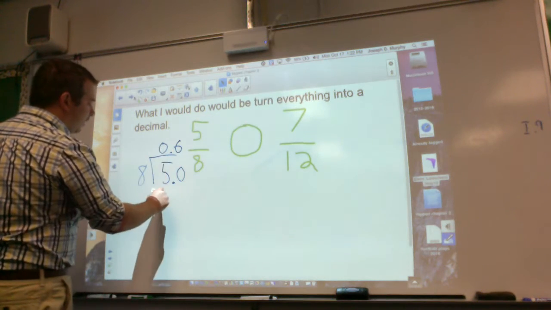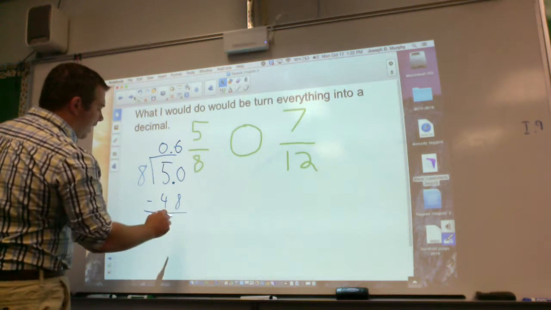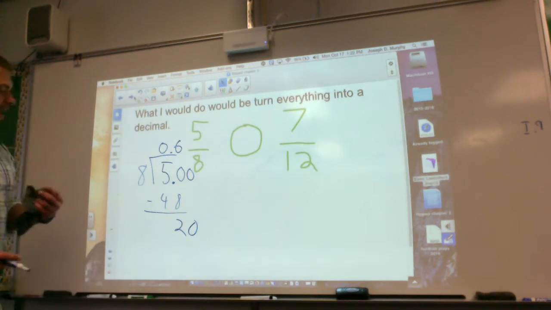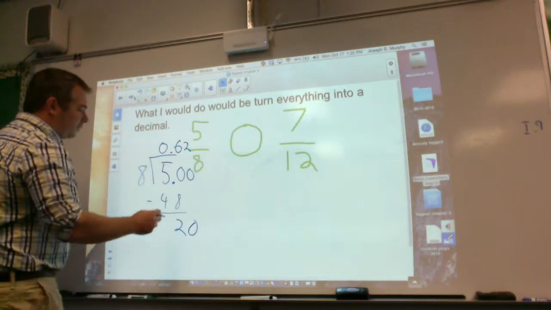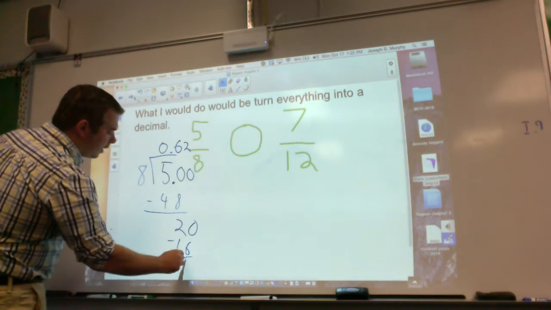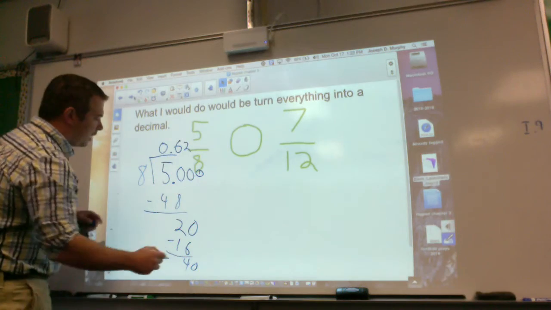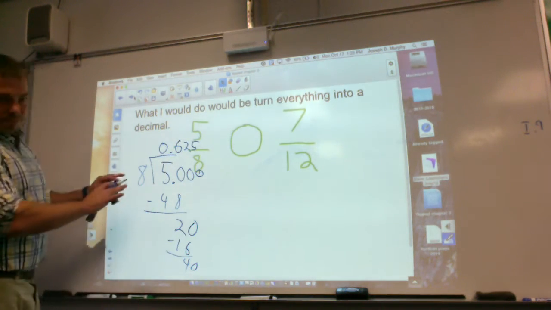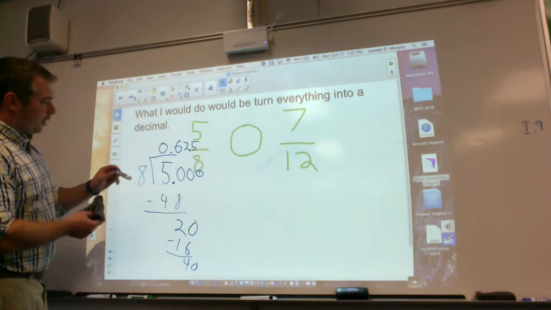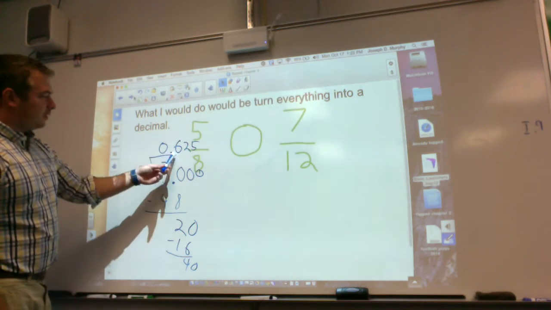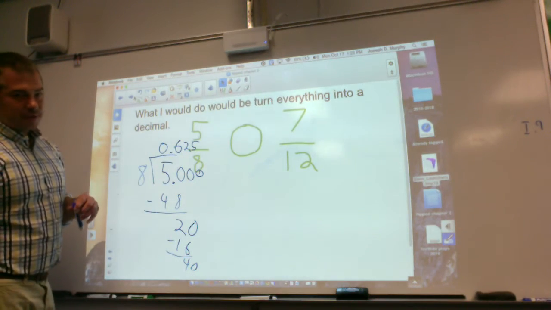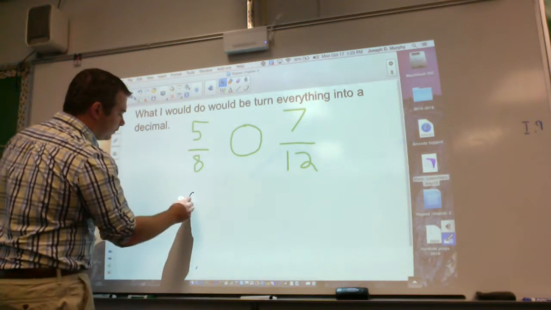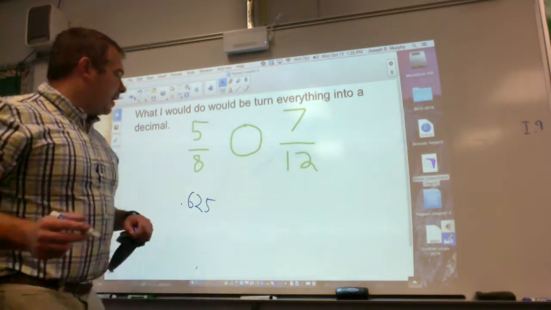Got to bring my decimal up and subtract, and I get a 2. Annex another 0, bring it down. 8, 16, 2 times. And then I get a 4, annex 1 more 0, bring it down. 8 goes into 40 5 times. So I'm going to erase all this work up here. You would keep your work there. But 5/8 is the same thing as 625 thousandths, or 0.625. So I'm just going to rewrite that below and do my next one.